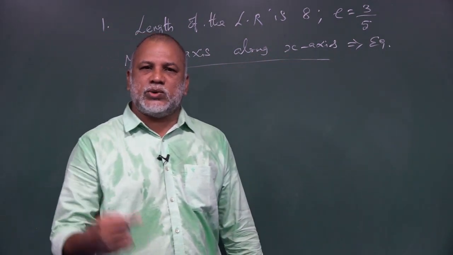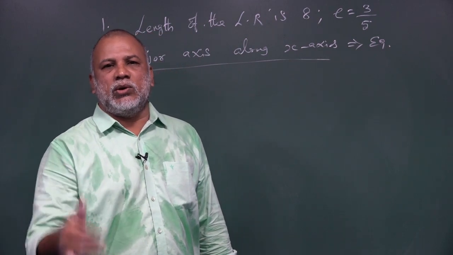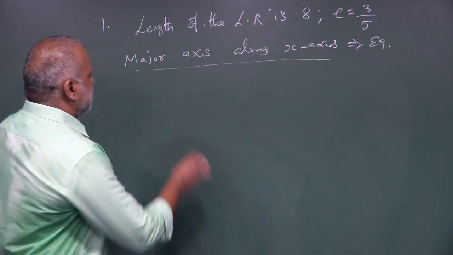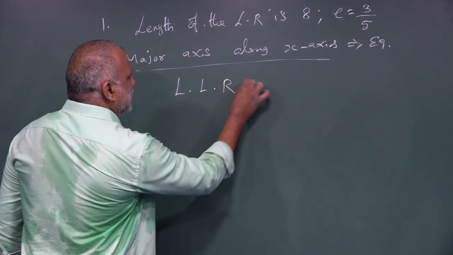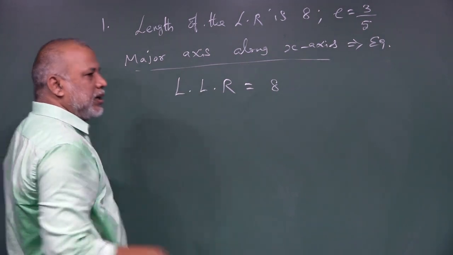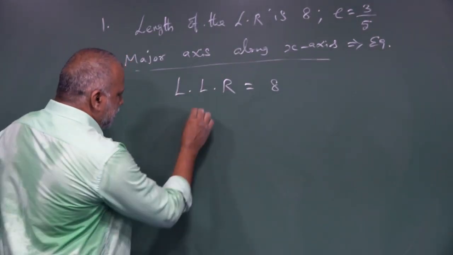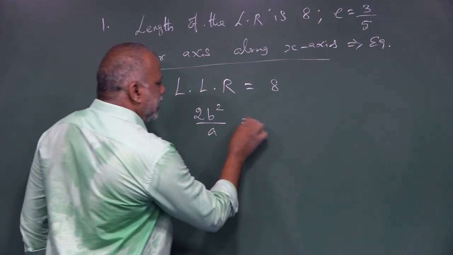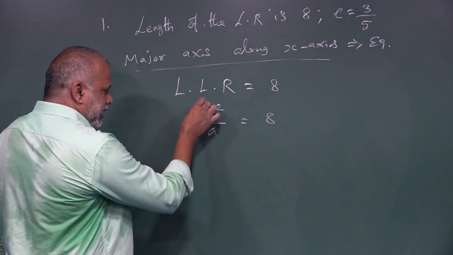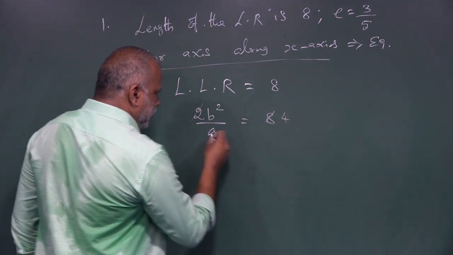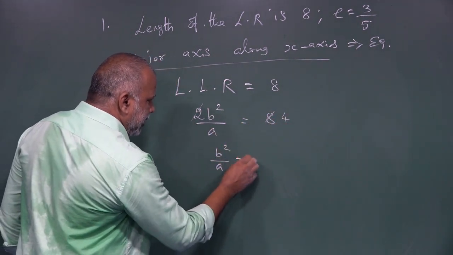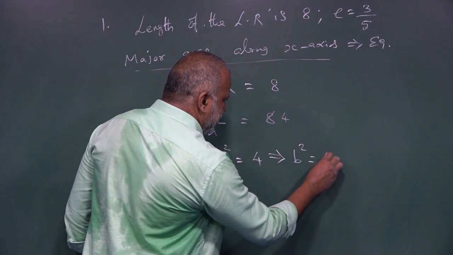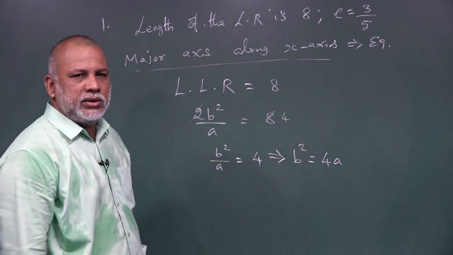The equation is x squared by a squared plus y squared by b squared equal to 1. Now, by the given data, length of the latus rectum equal to 8. What is the basic result for the length of the latus rectum? 2b squared by a. 2b squared by a equal to 8. Now we can cancel these two. So 4. That means b squared by a equal to 4. I can write like this: b squared equal to 4a.